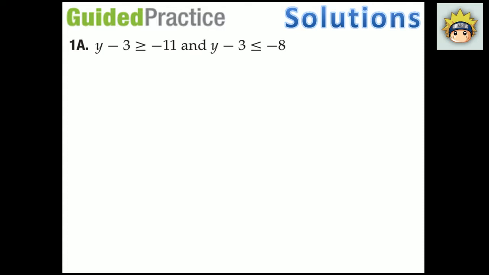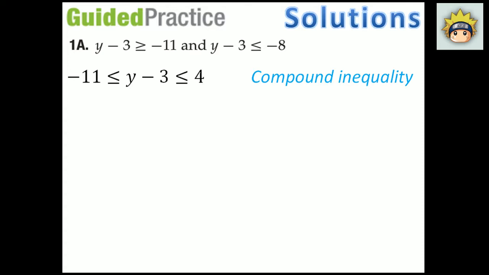Here's 1A. y minus 3 is greater than or equal to negative 11, and y minus 3 is less than or equal to negative 8. You should notice something about the word "and". I'm going to do it in compact format because the "and" tells us that it is the intersection. It is a compound inequality. I can put this into its compact form because this should be an 8. Something's off. This should be an 8.